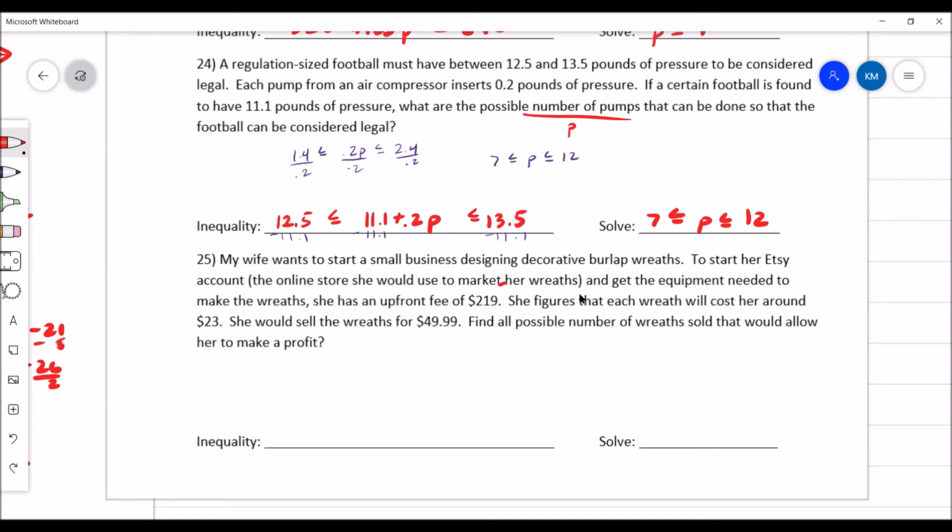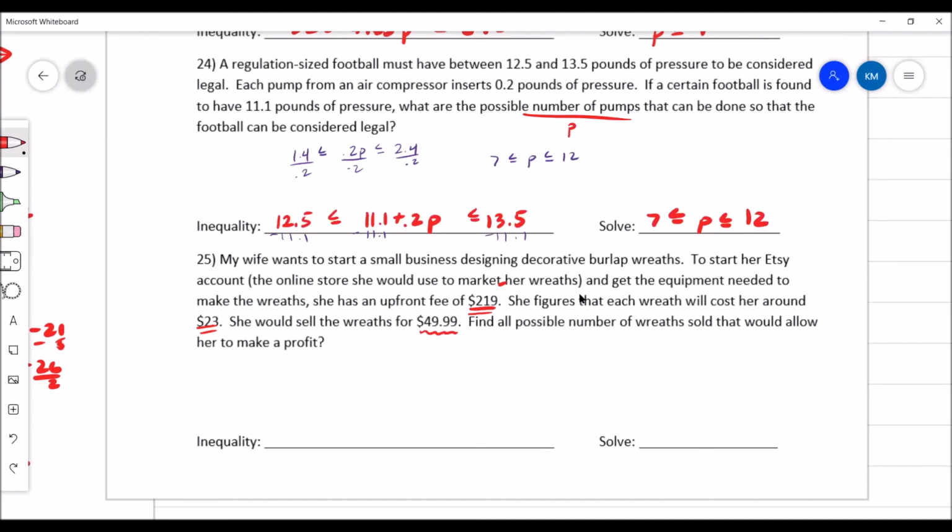25, my wife wants to start a small business designing decorative burlap wreaths. To start her Etsy account, the online store she would use to market her wreath and get the equipment needed to make the wreath, she has an upfront cost of $219. She figures that each wreath will cost her around $23 to make. She would sell each wreath for $49.99. Okay. Find all the possible number of wreaths sold that would allow her to make a profit.